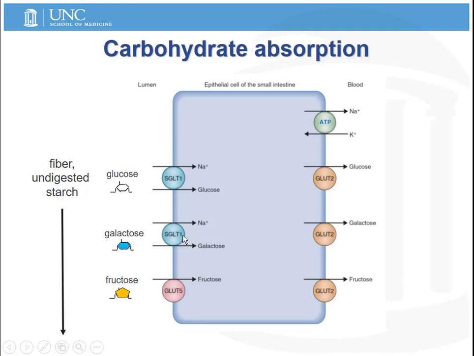Because this sodium glucose transporter can't transport fructose, fructose absorption occurs across the luminal membrane by facilitated diffusion via the GLUT5 transporter. Then efflux of glucose, galactose, and fructose across the basolateral membrane also occurs by facilitated diffusion through the GLUT2 transporter. Indigestible starch or fiber passes on into the colon where it's fermented by colonic bacteria to form short-chain fatty acids that can be absorbed passively by the colonic mucosal cells.